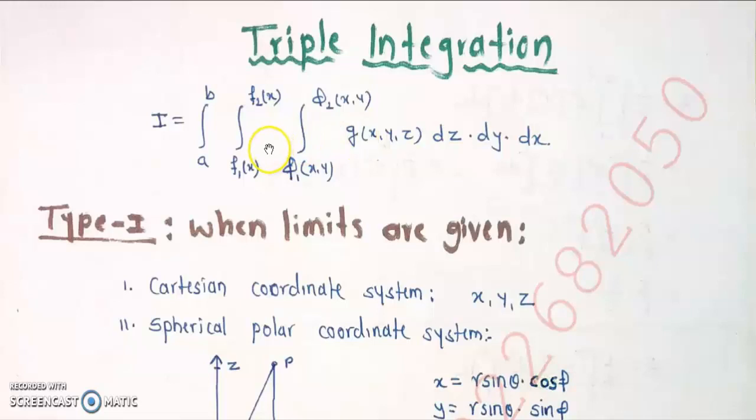Okay, so the general form of the integral is the integral from a to b, the second integral from f1 of x to f2 of x. So these limits are functions of x, the outer limits are constants, and the first integral has limits phi1 of x, y and phi2 of x, y, which are functions of x and y. Some integrand, say g of x, y and z, dz, dy and dx. So this is the general format.